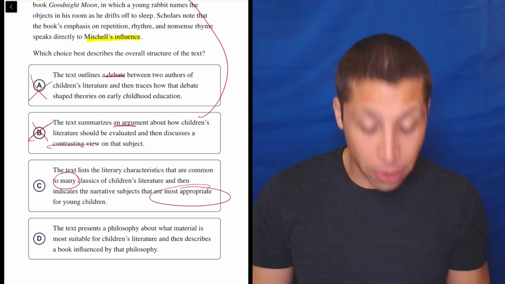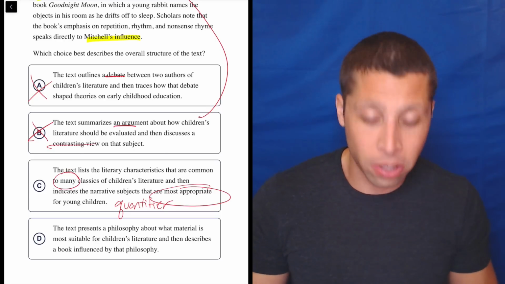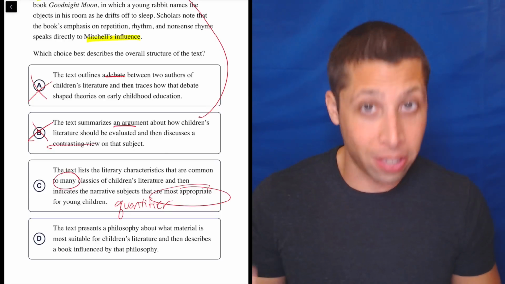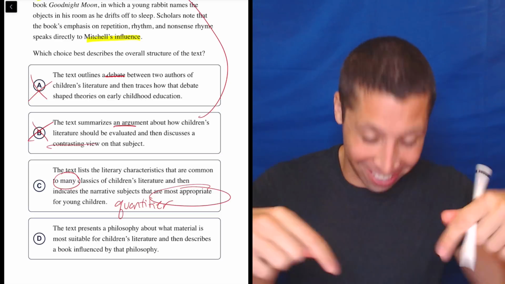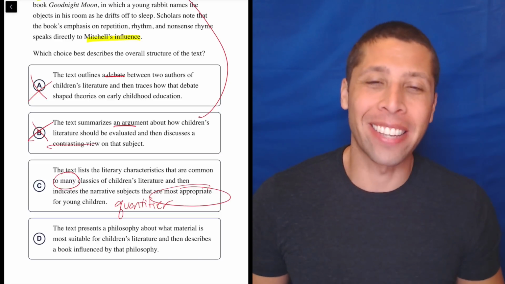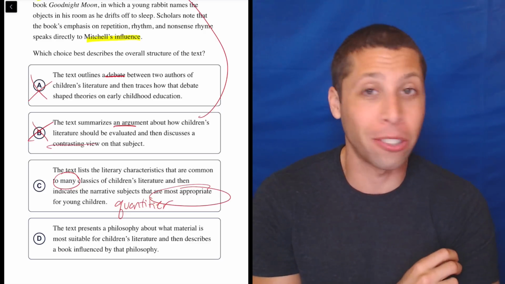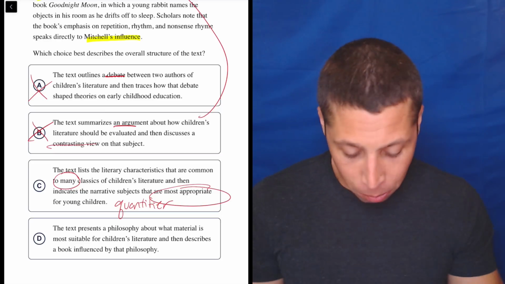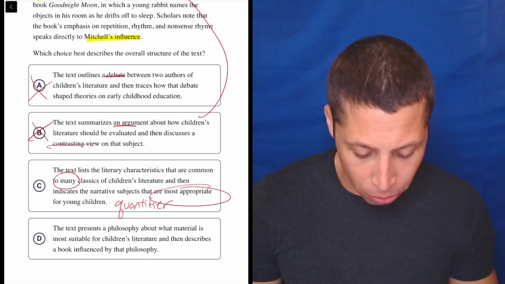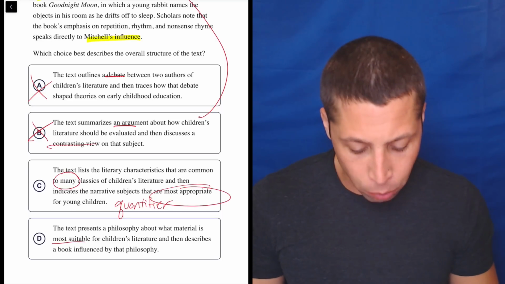So most appropriate, notice these are quantifier words. Also a little bit of comparison words, and notice how quickly I noticed them. Notice how quickly I noticed these words in the choice, because that's really what it's all about. And if you can do that quickly and confidently, you'll spot trap answers and be able to eliminate them very, very quickly. D, the text presents a philosophy about what material is most suitable, there's that most again, for children's literature, and then describes a book influenced by that philosophy.